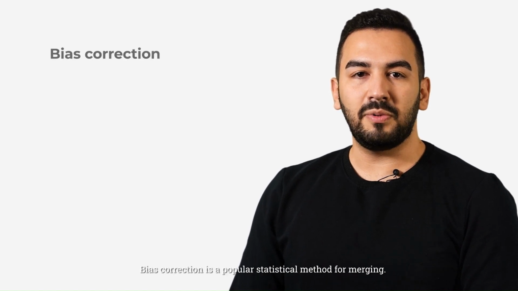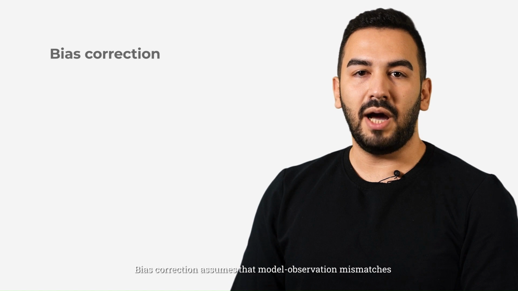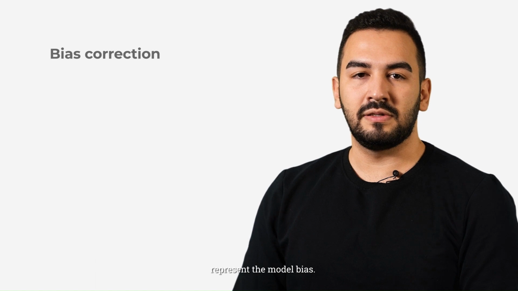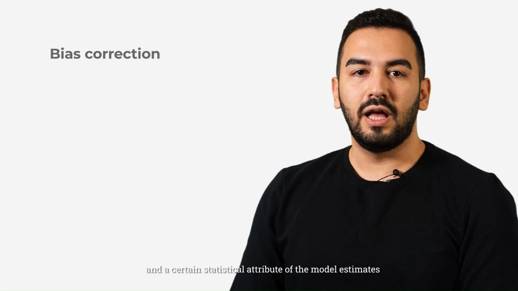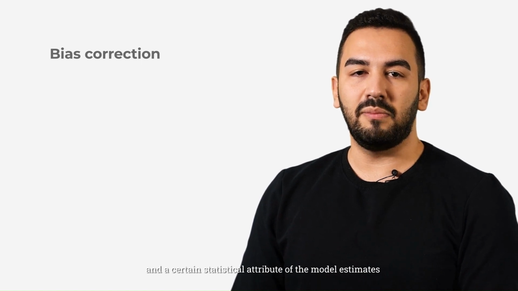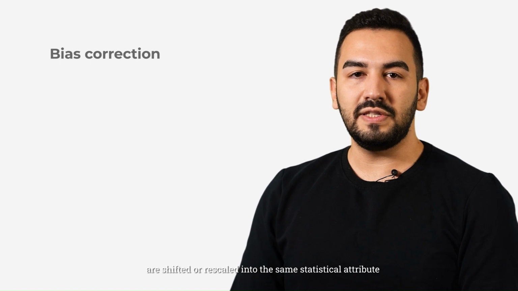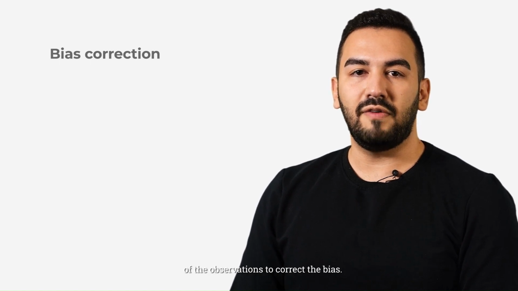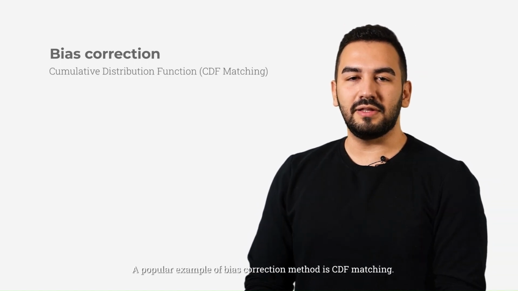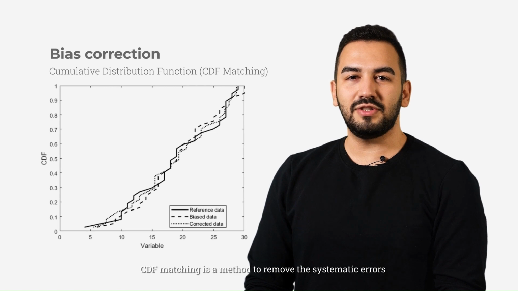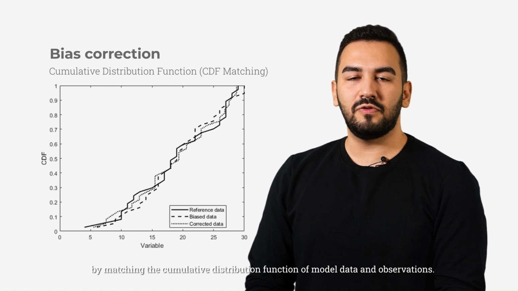Bias correction is a popular statistical method for merging. Bias correction assumes that model observation mismatches represent the model bias. The historical observed data are regarded as the ground truth, and a certain statistical attribute of the model estimates are shifted or rescaled into the same statistical attribute of the observations to correct the bias. A popular example of bias correction method is CDF matching. CDF matching is a method to remove the systematic errors by matching cumulative distribution function of model data and observations.